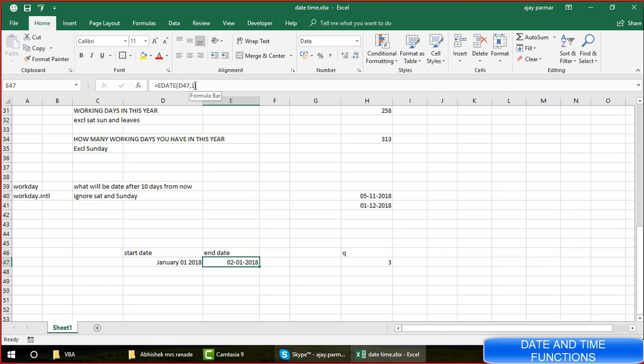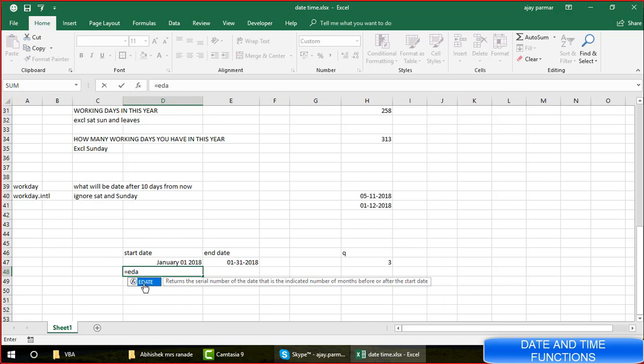So what is the next thing you can do? Obviously, this will take you to the very first day of the next month. So can we not subtract 1 from it? We have the date. Simple. Now how to make sure that when you drag the formula here, it should be February 1st. So EDATE, start date, month 1. That's it.